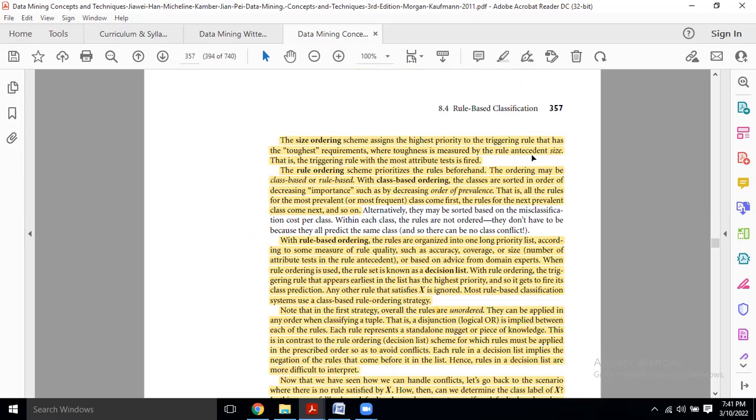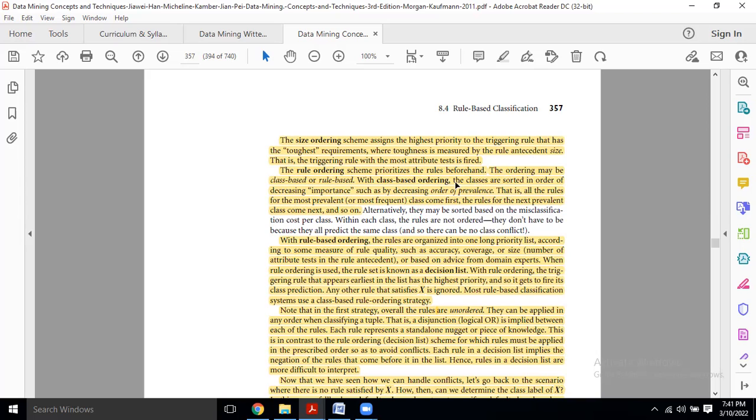That means if we write a larger number of conditions, we say that the rule is tougher. So the toughest rule is triggered, and that rule is fired. The other scheme is the rule ordering scheme, which prioritizes the rules beforehand. When we write rules, they are written according to some priority. There are two different methods for defining the priority: the first is class-based and the other is rule-based.